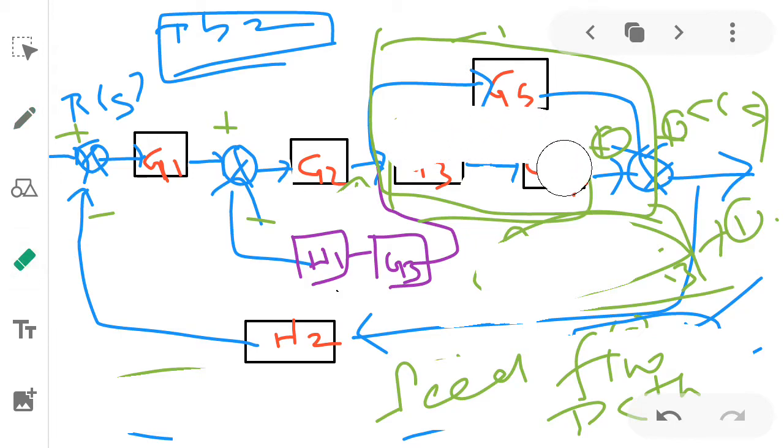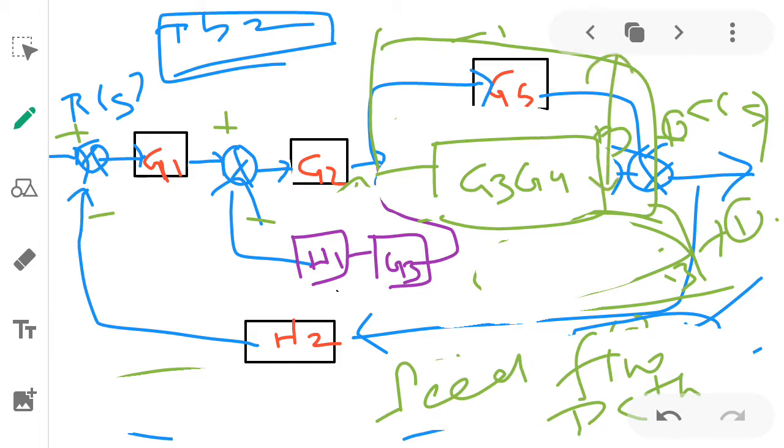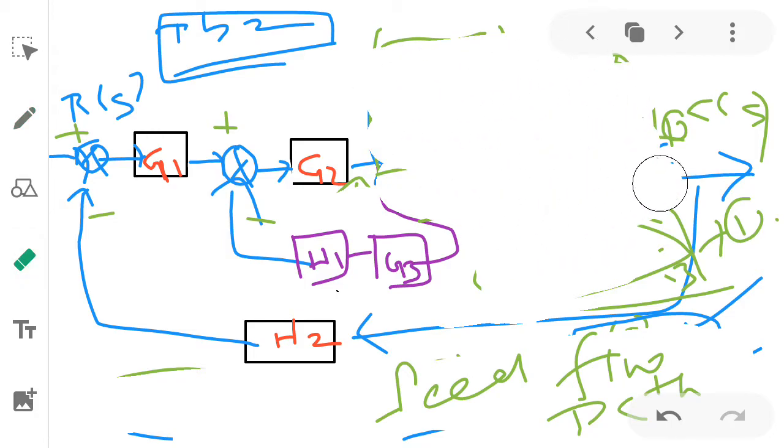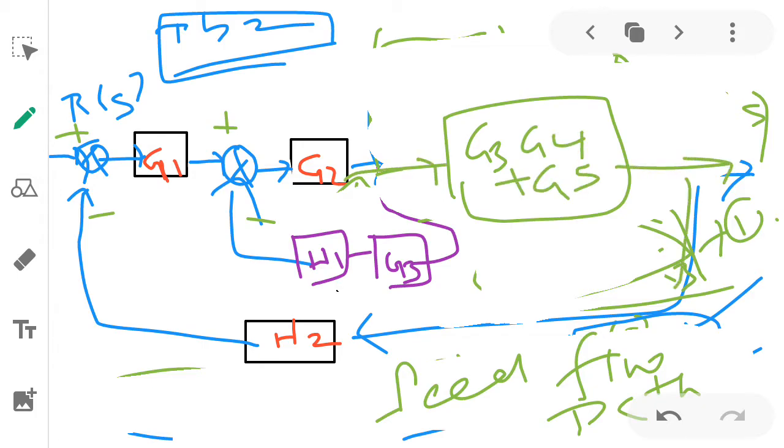So let's first obtain the multiplied transfer function. This G3, G4. Now these two blocks are in feed forward path. So let us apply the reduction for feed forward path elements. That is G3 G4 plus G4, because the signs are plus. So this is how, so far, you have reduced the system.